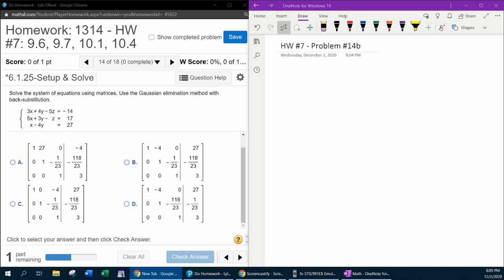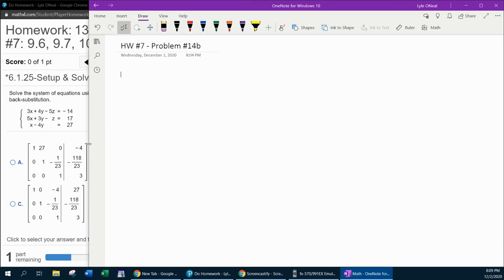The first thing I want to do is make this window a little bit bigger because I'm going to need a lot of room to work here. The next thing I want to do is realize that when I'm getting a matrix into what we call row echelon form, that means that I need ones on the diagonal and zeros underneath. This is the destination we're headed to.